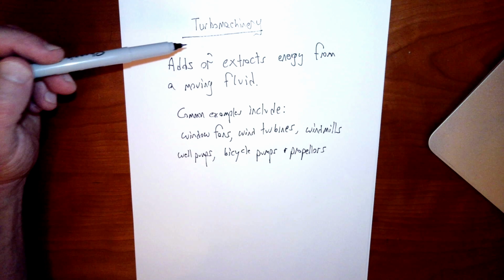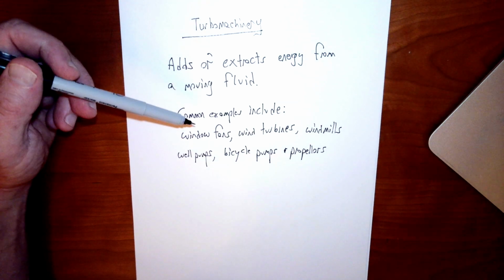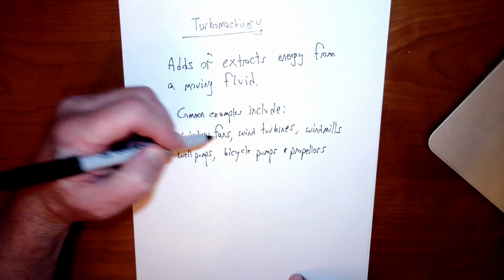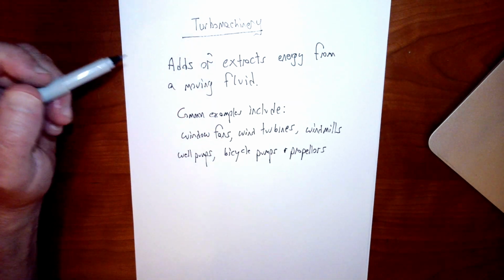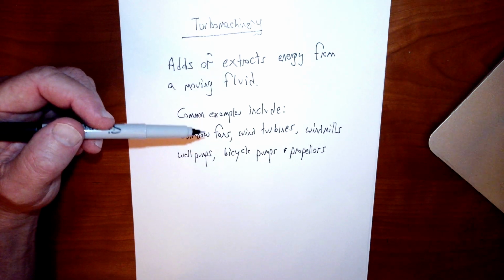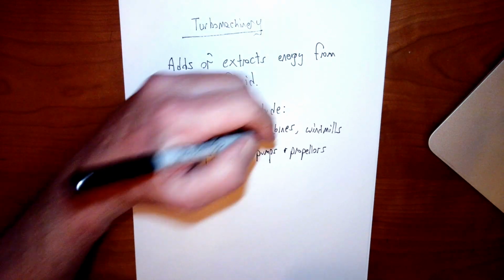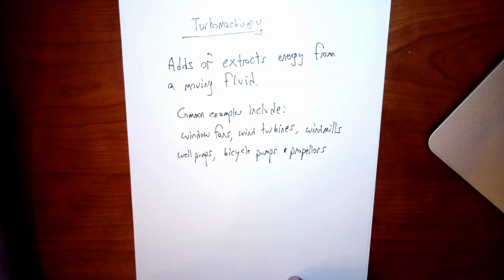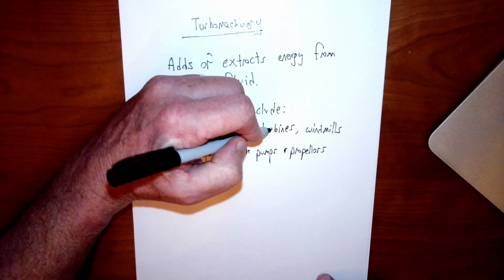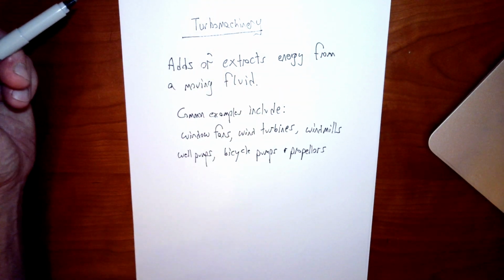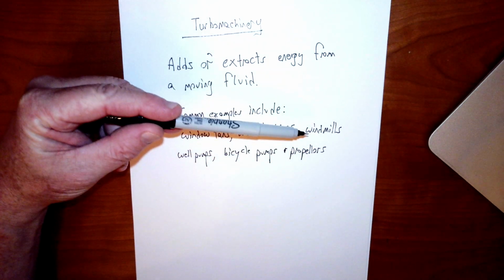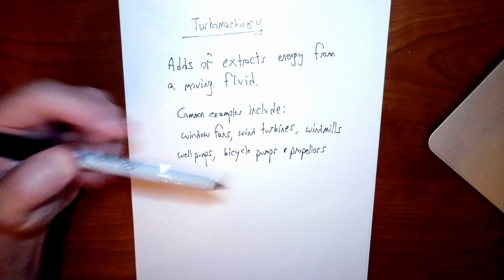A fancy word for something that you see all the time. Window fans are turbomachines. This is obviously a very low pressure increase, but you move the air, which adds energy to it. You increase its kinetic energy, and that cools you off because it moves. Wind turbines are, of course, exactly the reverse. The wind makes the turbine move, and the turbine extracts energy from the wind, and then it generates electricity.